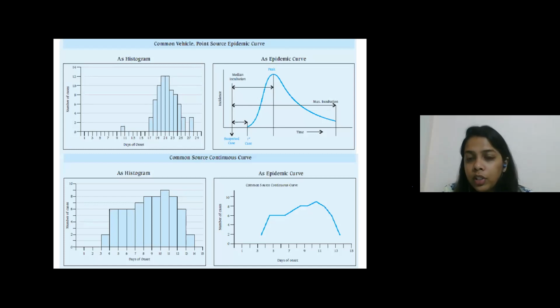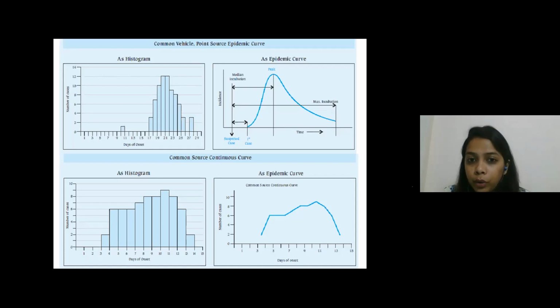Now, a point source epidemic curve just has one peak and it falls. So it means, say, people have had one particular dish at a particular restaurant. So it's just one point source, and then people end up with gastroenteritis. So that is a point source. The source of the disease is just one point.